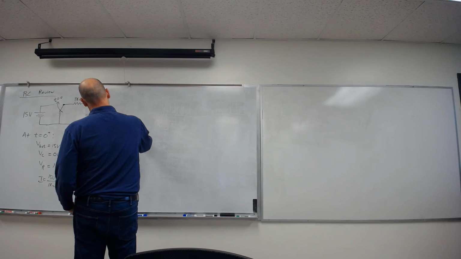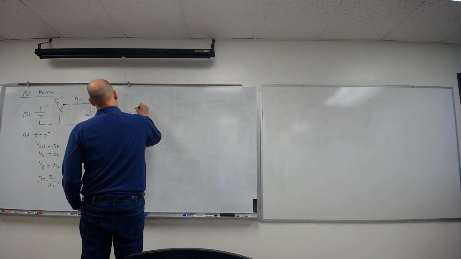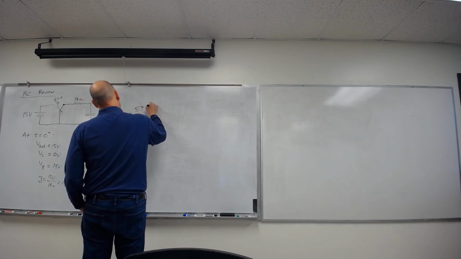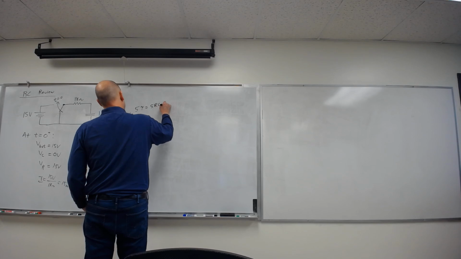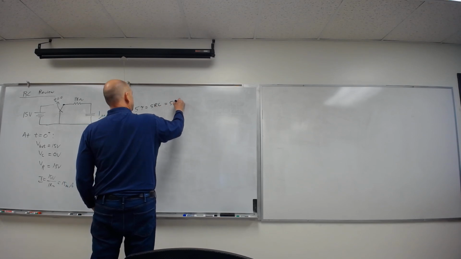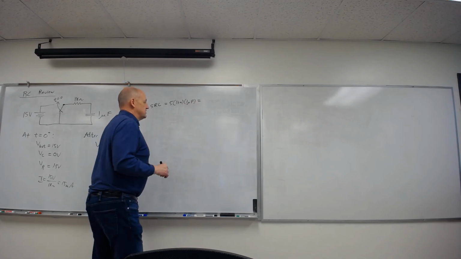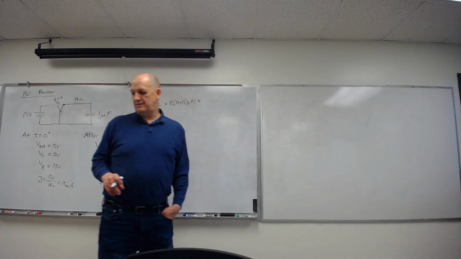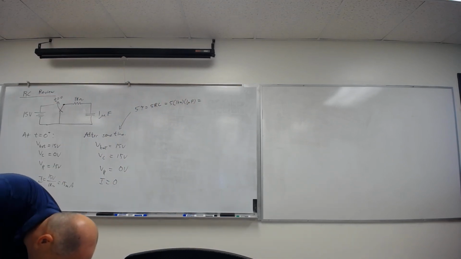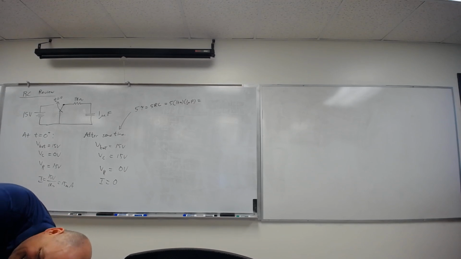How long is this? It's like 5 time constants. 5 tau, which is 5 times RC, because tau is RC, which is 5 times 1 kilo ohm times 1 microfarad, which looks like it's going to be 5 milliseconds, if I do the mental math correctly. Let me double check it.